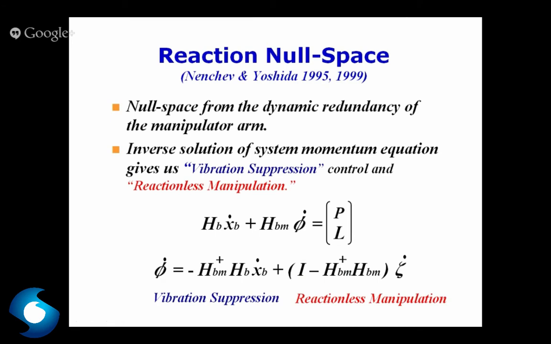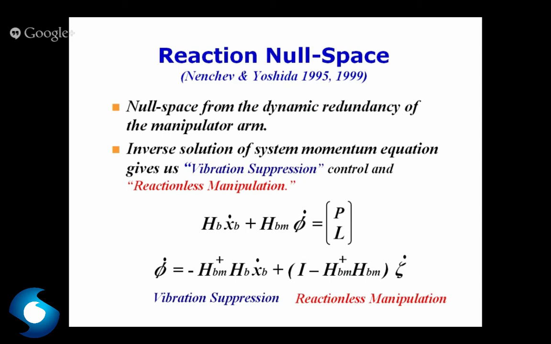So the first term is called the solution for the vibration suppression control, and the second term is a component for reactionless manipulation. So by using this second term, we can generate the motion without making any disturbance back onto the base. And by using this first term, we can make a control to damp out the vibrations.